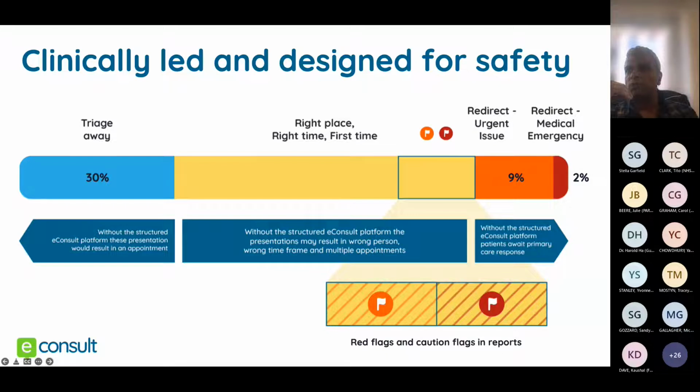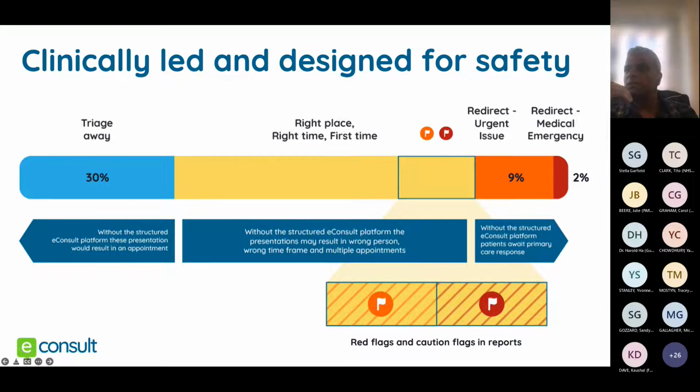As you can see, this box on the far right hand side here, this is where within the actual eConsult report, we make use of flagging and symbols to highlight areas that, although the consultation may be safe to present to practice, we think need particular attention. And that again is designed to support a more efficient triage decision by the practice.